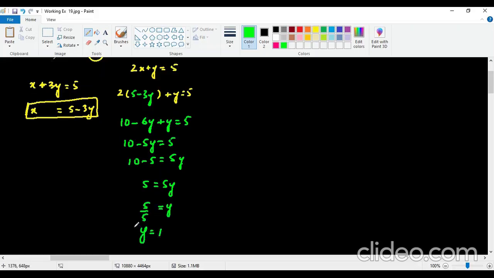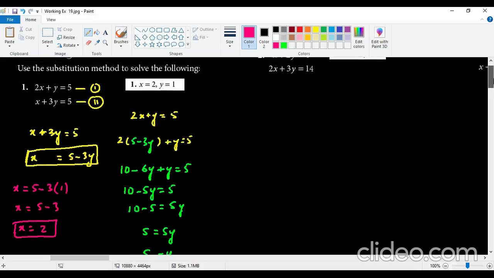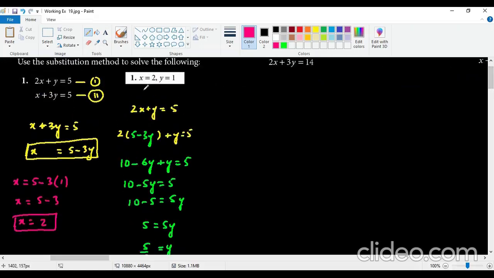Now we know the value of y is 1. I will take any equation I feel like. The same equation I can take from here: the value of x is equal to 5 minus 3y. The value of y is 1. So x is equal to 5 minus 3, which is x equals 2. So we have two values: x is 2 and y is 1. As you can see in the answer also, the value of x is 2 and the value of y is 1.